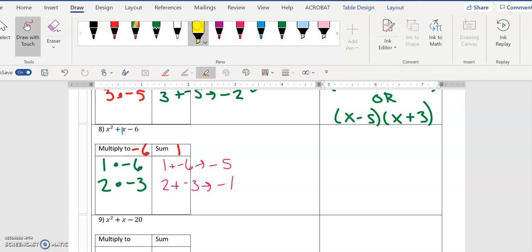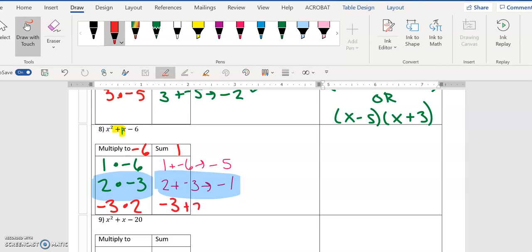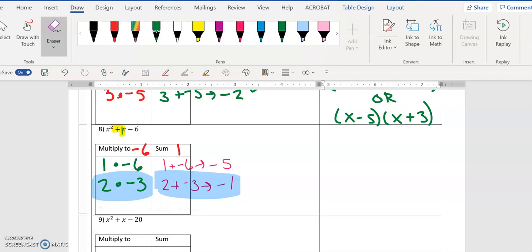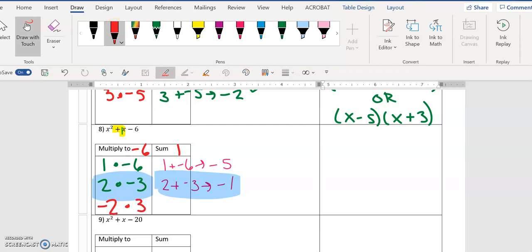I'm trying to add to +1, so I'm going to take a closer look at these values. When they add, they get to be -1, so I'm going to try switching the signs. -2 times +3. -2 plus 3 is a +1. So that's what we're looking for.